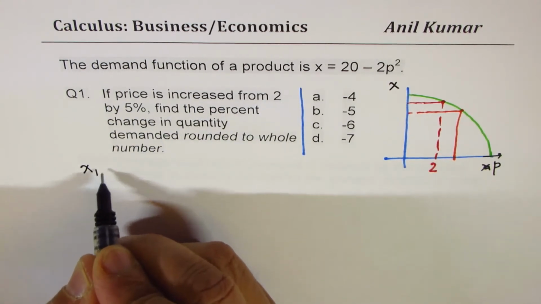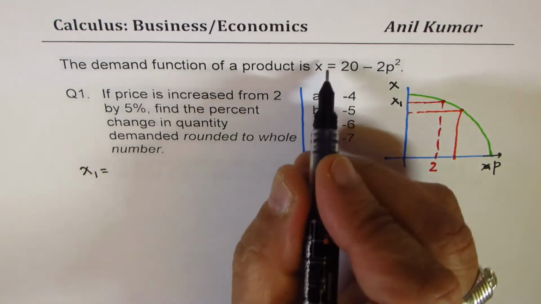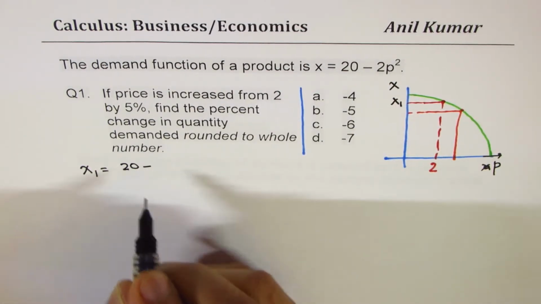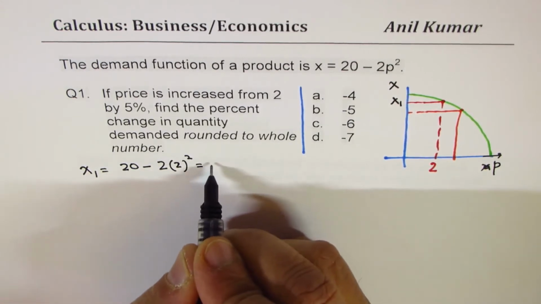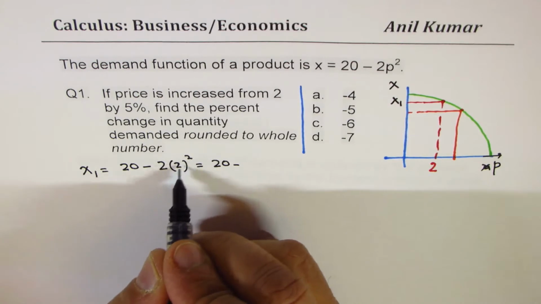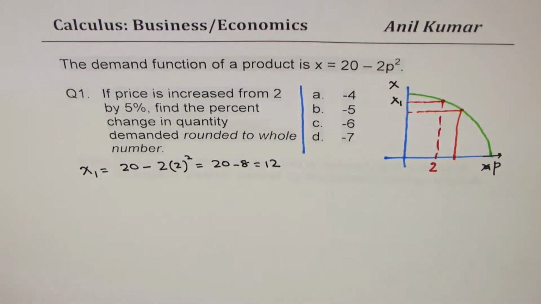For x1, let's say this value is x1 when price is $2. That is equal to 20 minus 2 times 2 square, which is 20 minus 4 times 2, which is 8. So we get 12. So x1 is 12 for us.